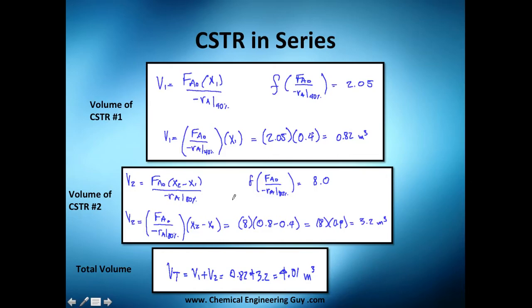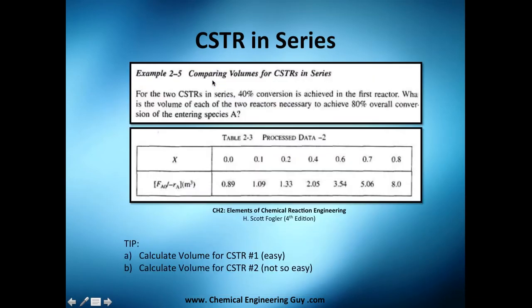Okay, so let's do it. For my CSTR 1 it's this equation: my volume 1 equals my inlet flow times my conversion divided by the rate of reaction at this percent. So let me go find this in the table. At 40% I got this.